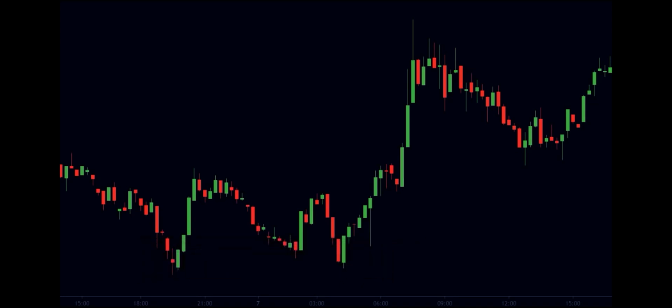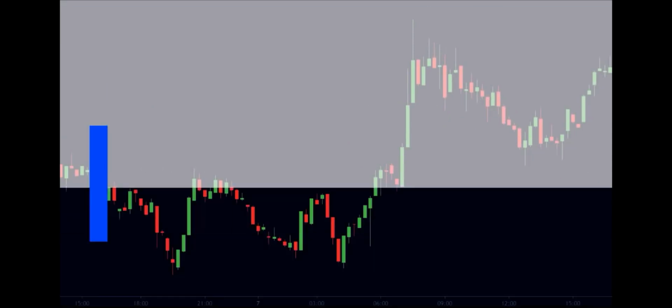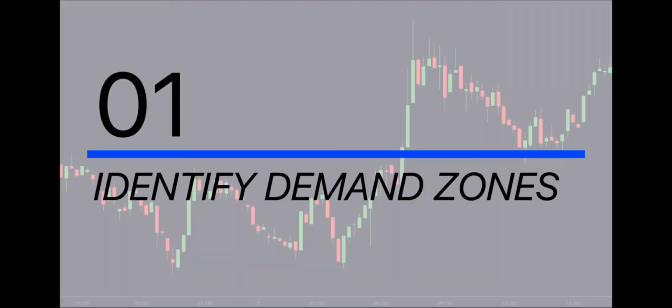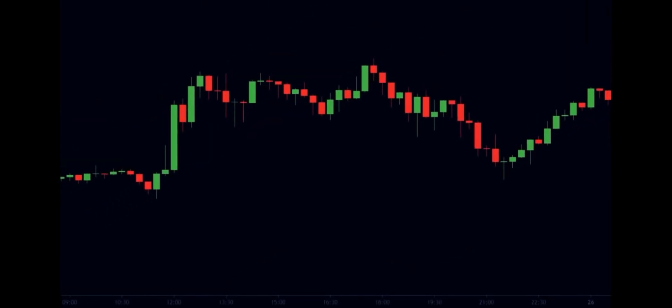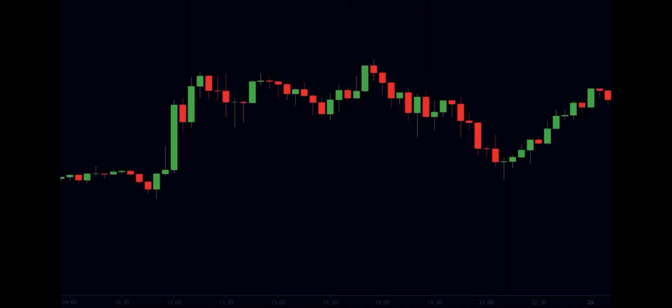of the stock. Our goal for this video is to learn how to identify supply and demand zones, and how to trade them. So first, let us start by identifying the demand zones. To identify a demand zone, we need to follow two steps. Firstly, we will look for a big and steep up move in price. In other words, we are looking for upward moves with successive big green candles.